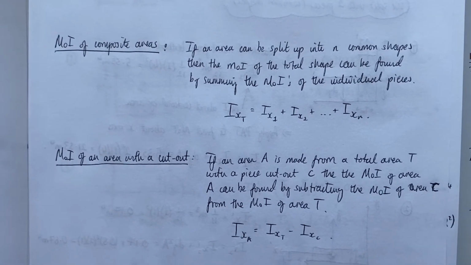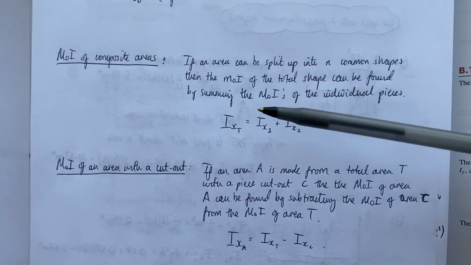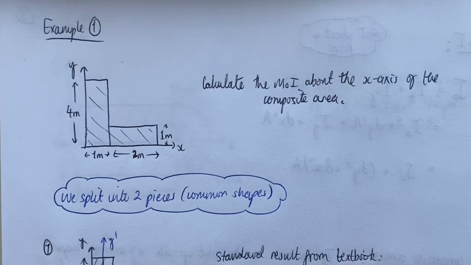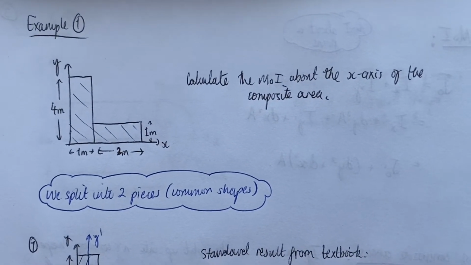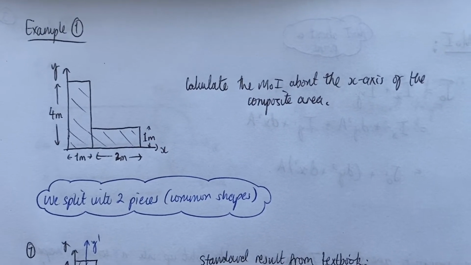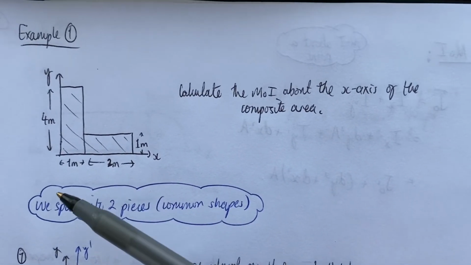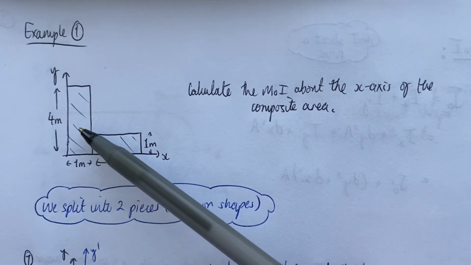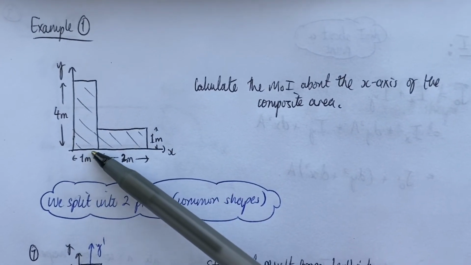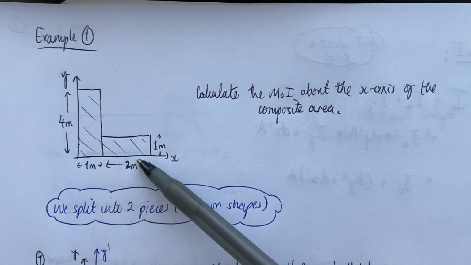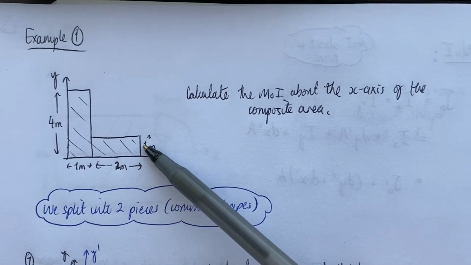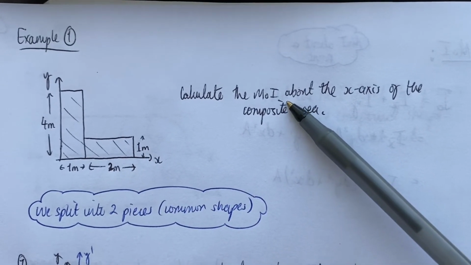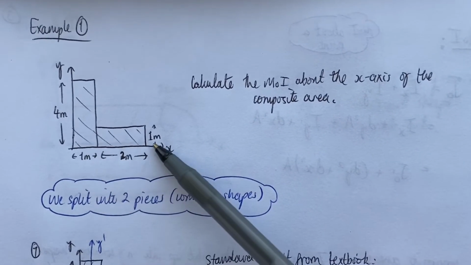So that should be quite intuitive, and as I say, we're now going to have a look at an example of both of these things. So this is example 1 then. We're looking at this compound shape, or composite area, of these two rectangles glued together. The first one is 4 meters high by 1 meter wide, and the second one is 2 meters wide by 1 meter high. And we want to find the moment of inertia about the x-axis.